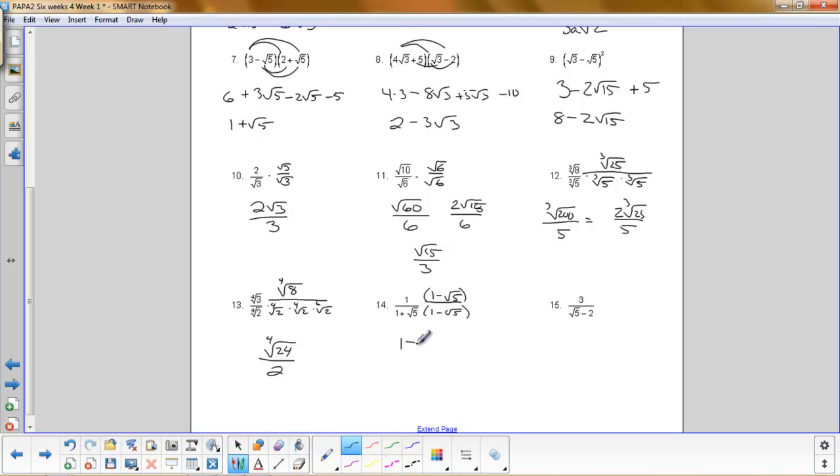So now we get 1 minus the square root of 5 on top, and the difference of squares says it's a squared minus b squared. So that's going to be 1 minus 5, which is negative 4. One minus the square root of 5 over negative 4, which can be changed to negative 1 plus the square root of 5 over 4 if you wish.